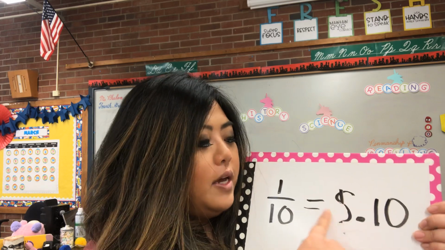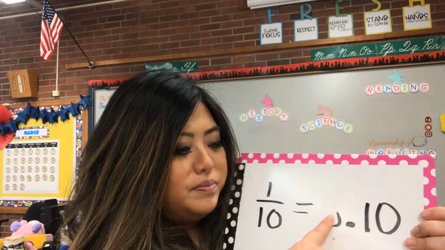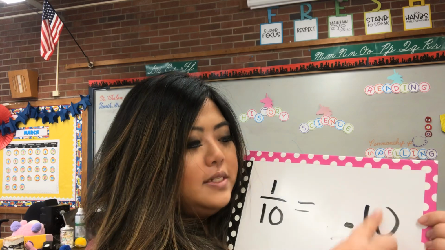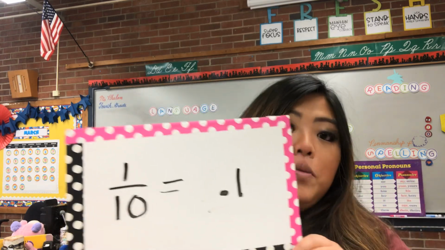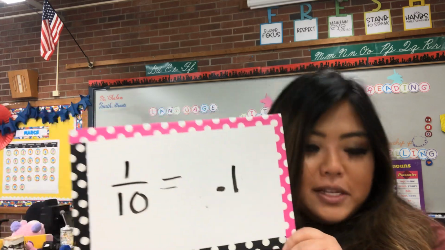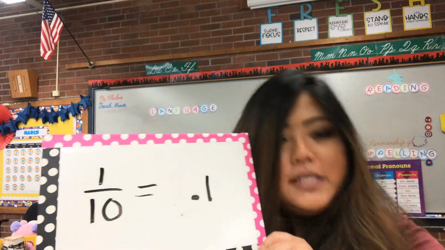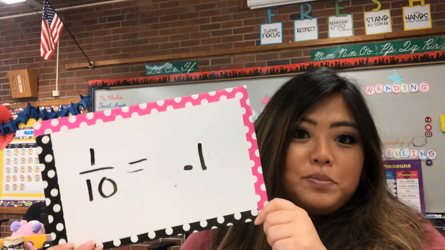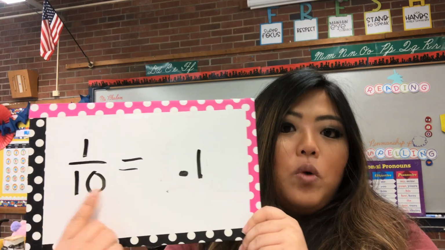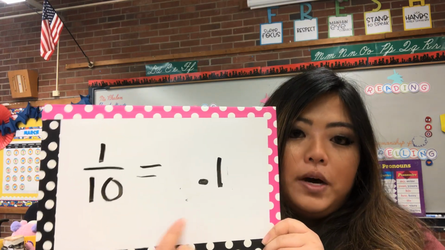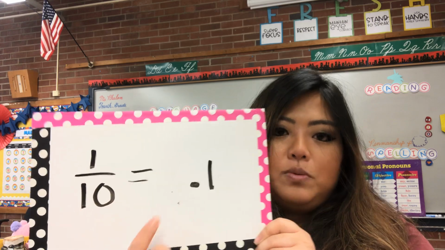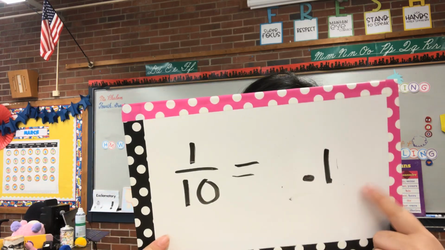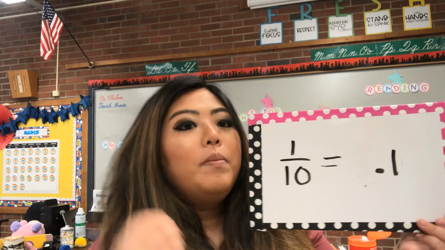Now, if we get rid of this dollar sign, and we get rid of this 0, now we have 0.1, which is a decimal. And so we can say it's another way to write a fraction because both of them are parts of a whole. 1/10 equals 0.1, and we would read this as 1/10 as well. So 1/10 equals 1/10.